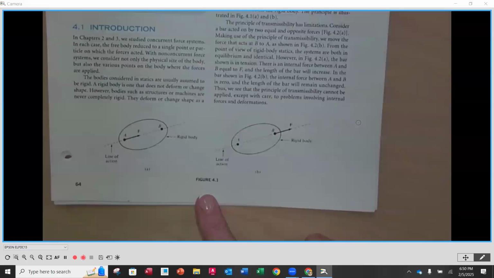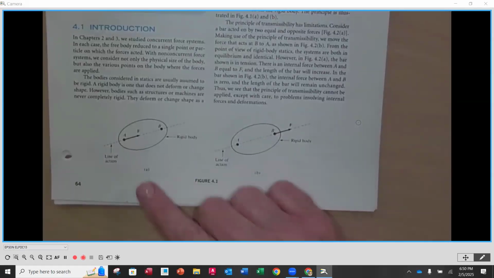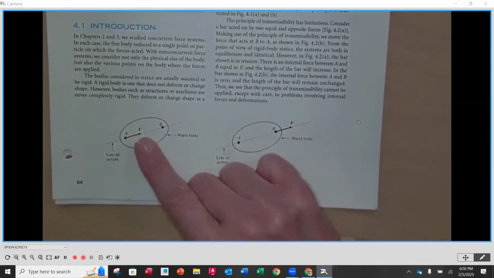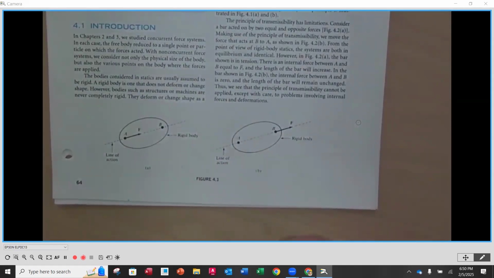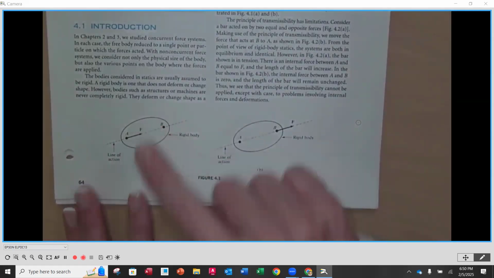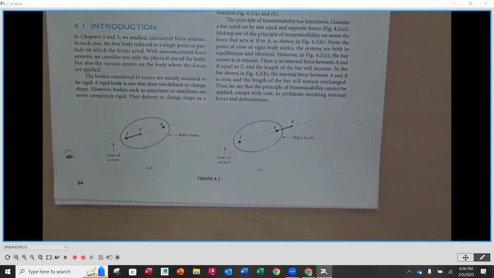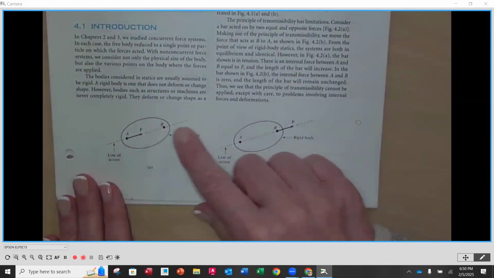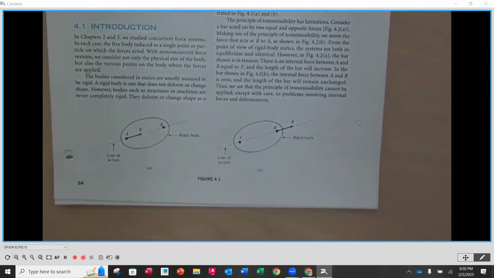So the figure that we see down here, 4-1. You'll notice that we have point A, we have force F, and it's on, I'm going to say in quotes, a rigid body. They're just showing an oval here, and they're showing the application of that force at point A. Now, you'll notice that there is a dotted line here, and they're pointing to it, and they're saying that's a line of action.